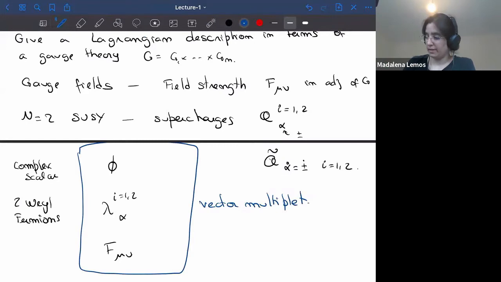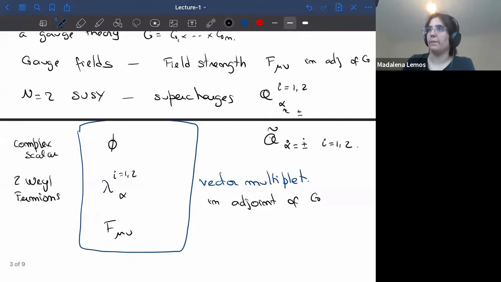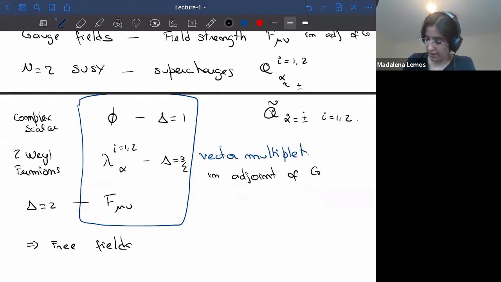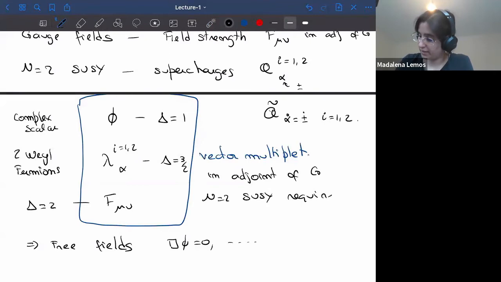And it must be in the adjoint of the gauge algebra. The field strength is a dimension 2 operator, the fermions have dimension 3/2, and the free scalar has dimension 1. So these are all free fields, as you would normally do to write down a Lagrangian. This means that they all satisfy the corresponding equations of motion. I've grouped them together in what is a representation of the conformal algebra, and we'll get more into this in a minute. So N=2 SUSY requires they come as this package. This is a representation, more soon.